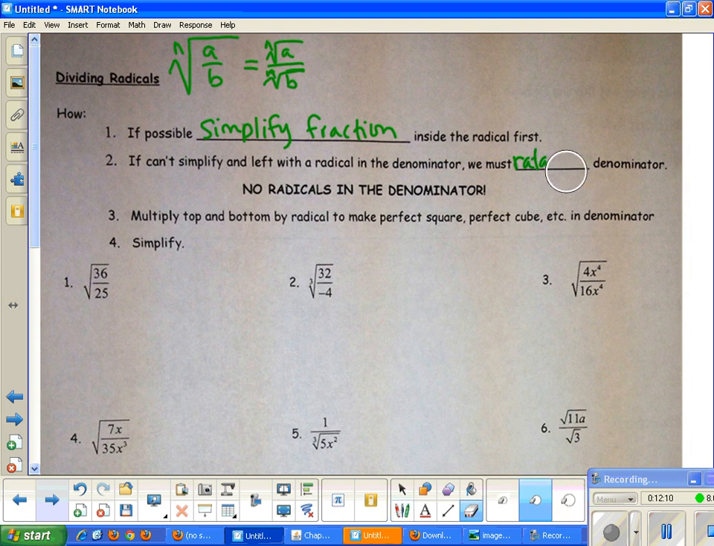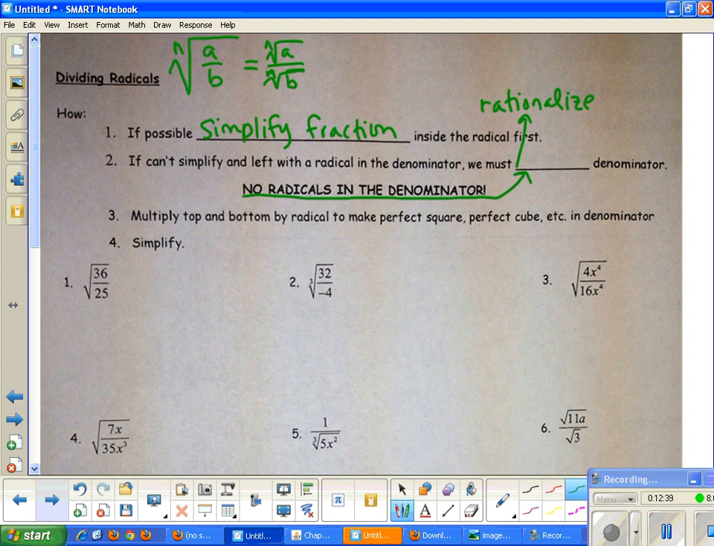I'm going to run out of room writing there, so I'm going to write it up here. So rationalize. You must rationalize the denominator. What rationalize means is that you don't want to have any radicals in the denominator. So to do this, you multiply the top and bottom by the radical to make a perfect square, a perfect cube, or whatever the index is in the denominator, and then you're going to simplify using the rules that we talked about.